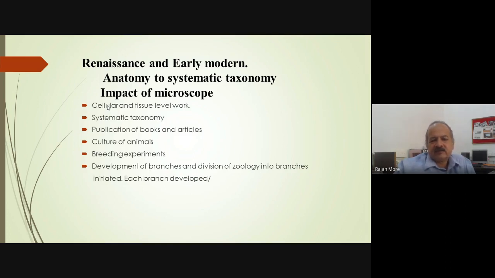agriculture branch should be separated, horticulture separated. Similarly, zoology was divided into, say, farming, the cattle farming, then some started birds, then some started fish culture, and then they started taxonomy, they started studying the morphology, then came the anatomy, and so on and so forth. So these branches were developed.